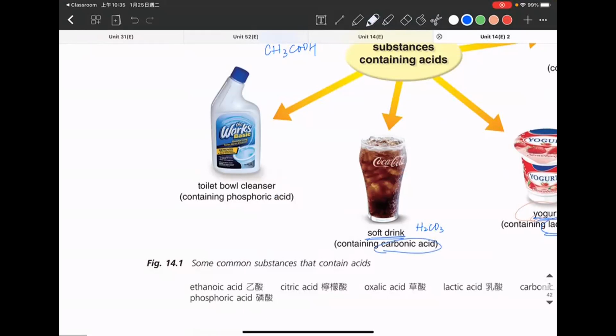It can be found naturally. Where? Carbonic acid. I don't know. Maybe limestone. Limestone, we have got carbonic acid, correct?